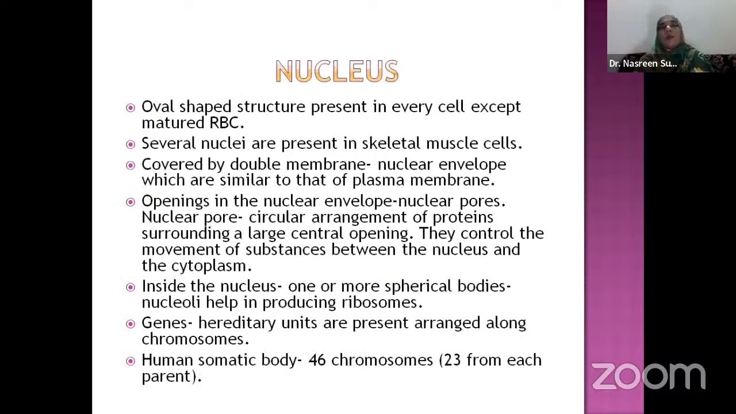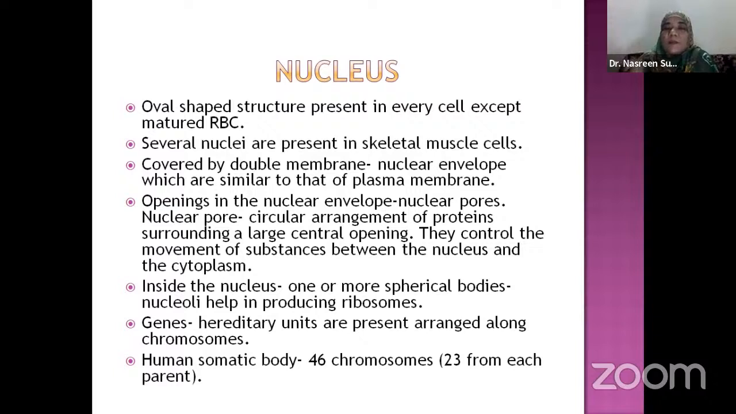Coming to the nucleus. The oval shaped structure present in the center of a cell is called the nucleus. The nucleus is present in almost all cells except mature RBC; a mature RBC is enucleated. All cells contain a single nucleus, but in skeletal muscle you will find several nuclei. In other cells, a single nucleus will be present.